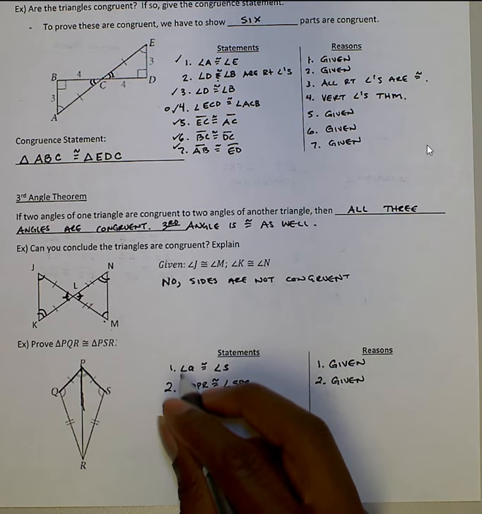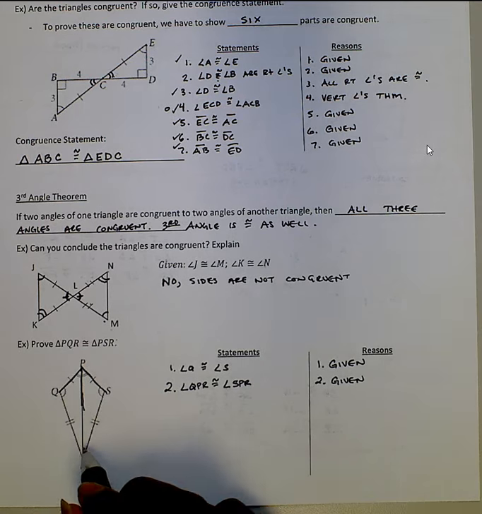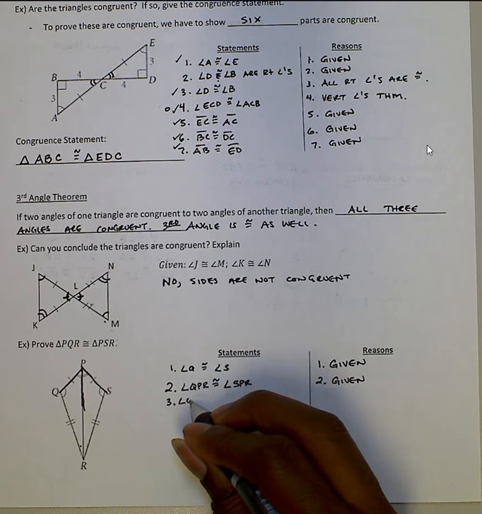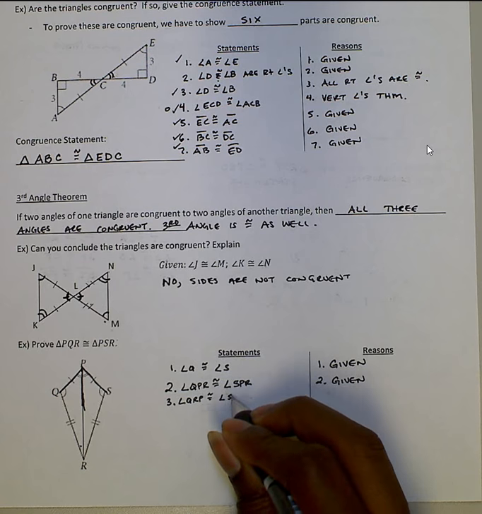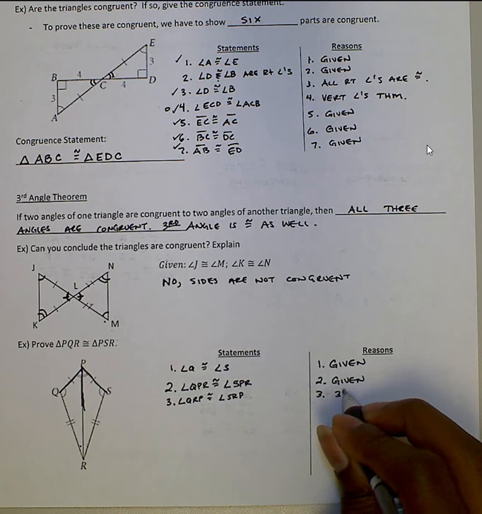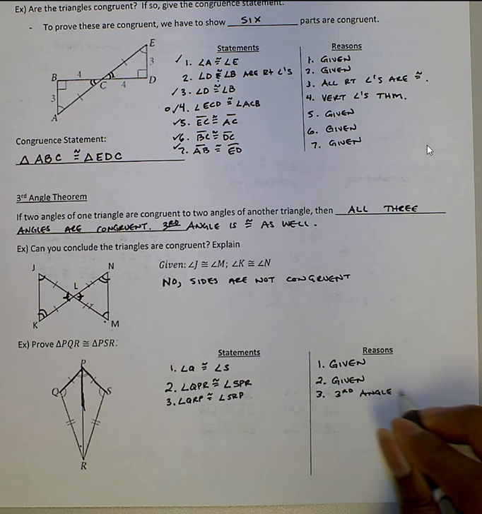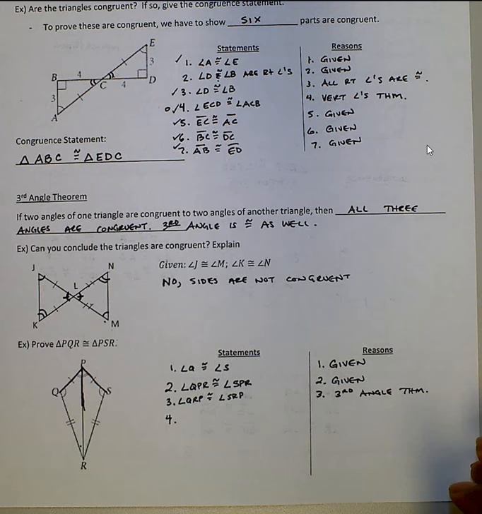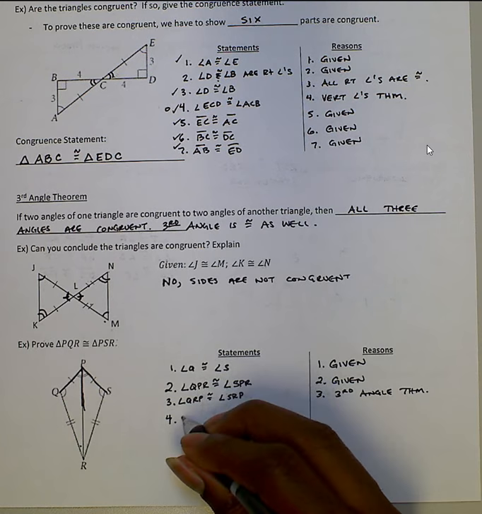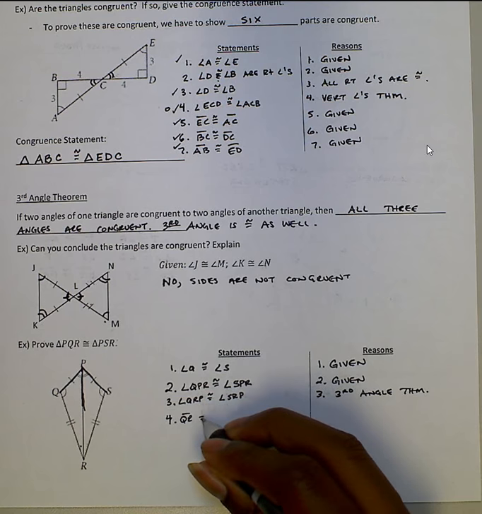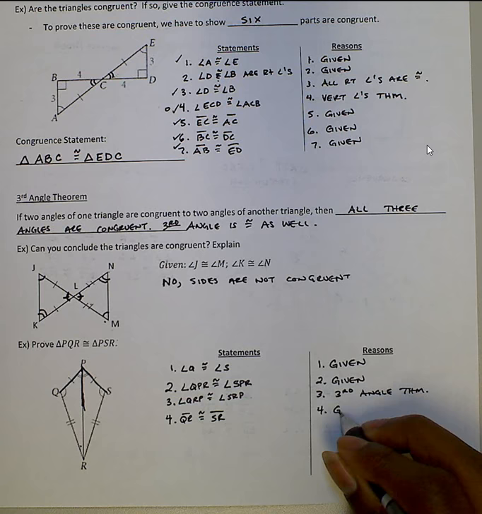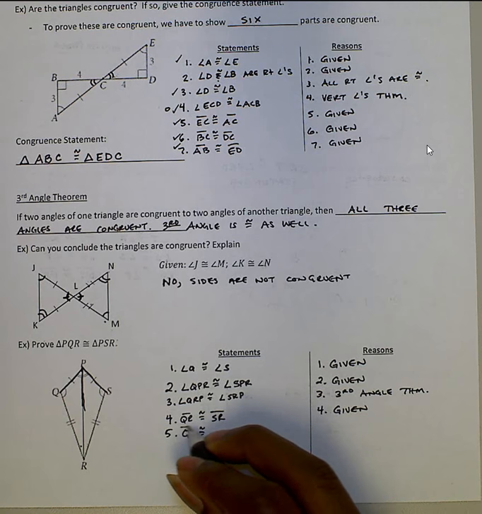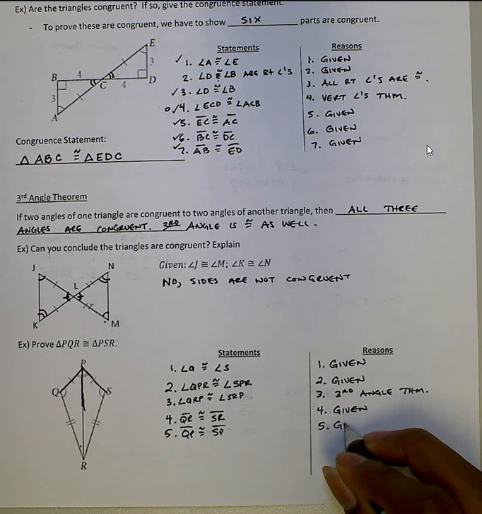And now from those two angles, I know if these two angles are congruent to each other, that means that this third angle has to be congruent as well. So I can say, okay, angle QRP is congruent to angle SRP. And that is the third angle theorem. All right. Number 4. Let's see, what can we say? We can say that QR is congruent to SR. That was given. We can say that QP is congruent to SP. Again, that was given, marked for us at the beginning.